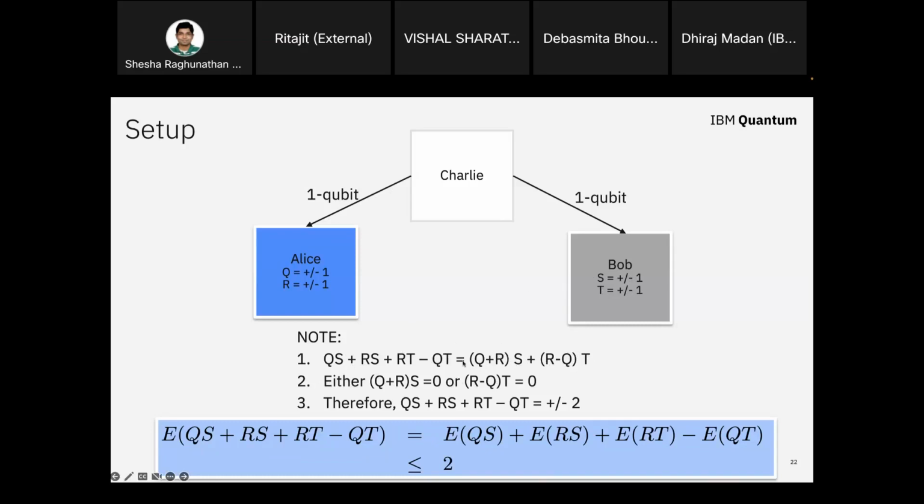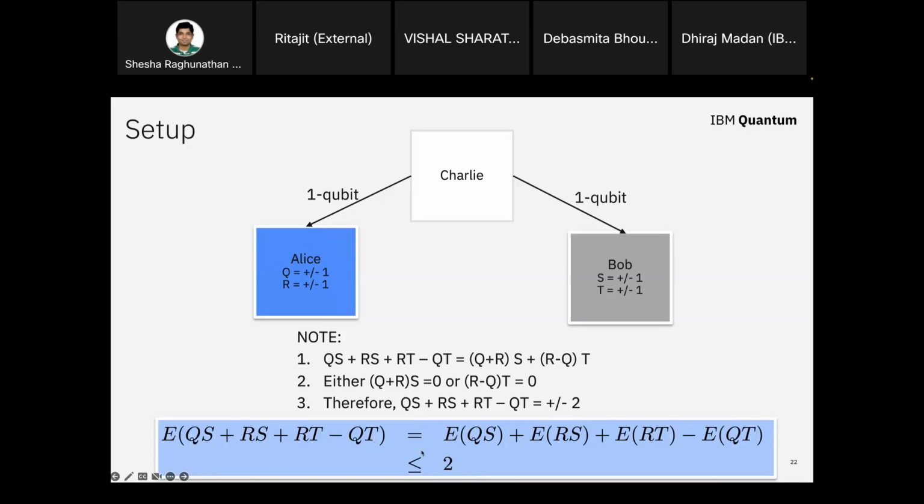And this is very simple math. You can replace +1, -1, and so forth. You can try out all combinations. You will see that either one of them is 0, and therefore the net result will always be either +2 or -2, the way this particular problem is set up. So QS plus RS plus RT minus QT is plus or minus 2. If you look at the expectation value of this, it will always necessarily be less than or equal to 2. You can work this out. This is fairly straightforward math.